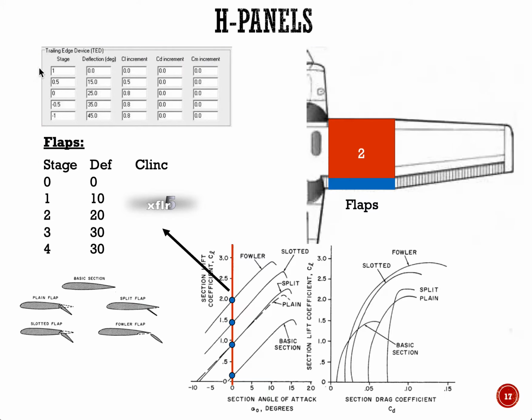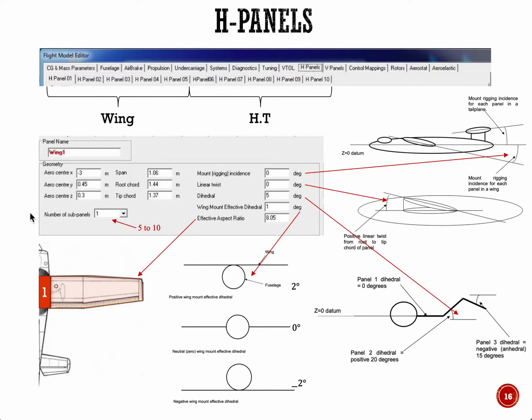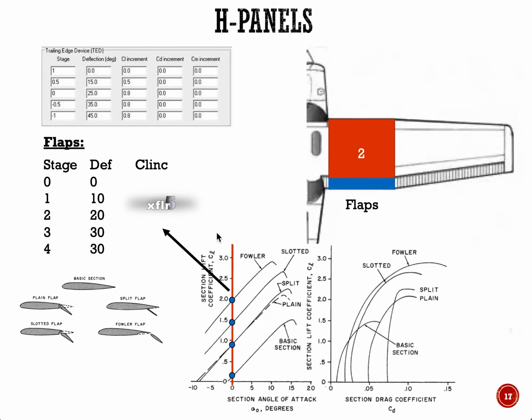Okay, so now say you're modeling the second panel. You put all the information necessary for the second panel, the same as we defined here, but you have a trailing edge device, which is essentially a flap, right? If you have a flap, then the way you set that is, you see the stage column right here. So you start at 0, which is basically 0 flap, right? And then you do 1, 2, 3, 4. So this is basically different stages of the flap settings, okay?